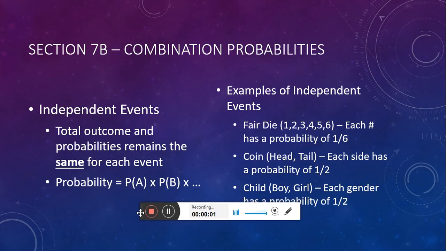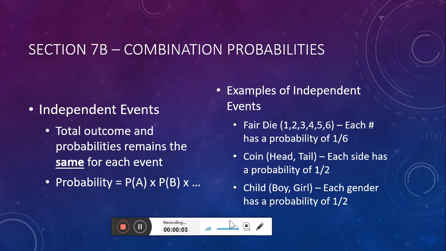This video will review Section 7b on combinations of probabilities. Now last week, Section 7a, we mainly dealt with only one event. In this section, we will be dealing with more than one event.